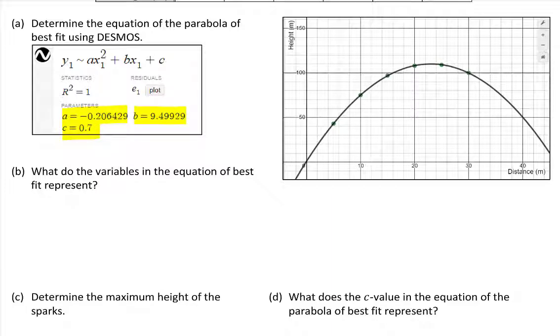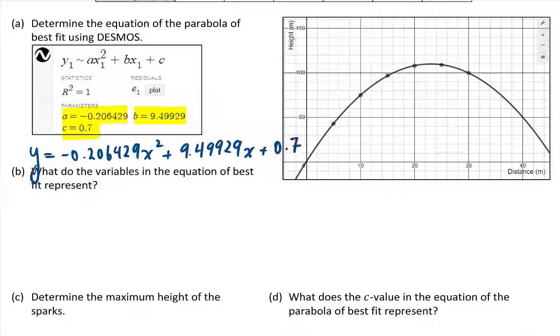Our equation of best fit then is y equals negative 0.206429 x squared plus 9.49929 x plus 0.7. So let's answer the following questions. What do the variables represent in the equation of best fit? So we're going to start with the x, and we see the x represents our distance in meters.